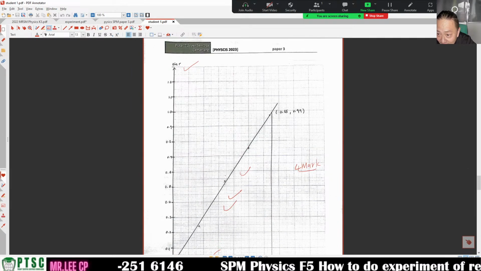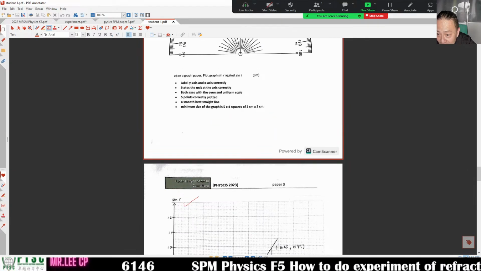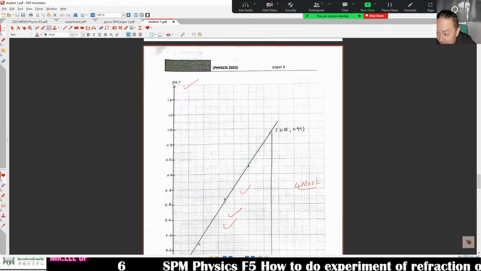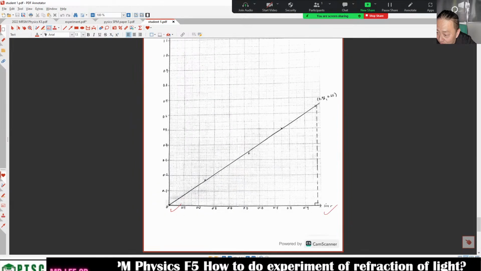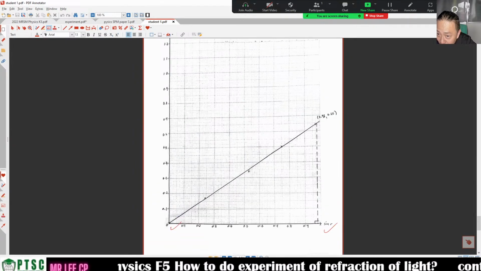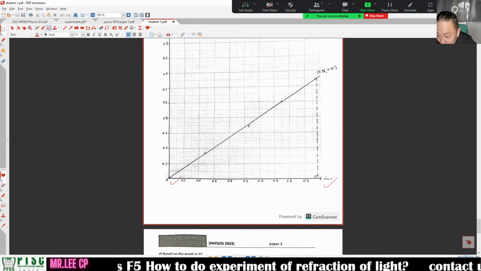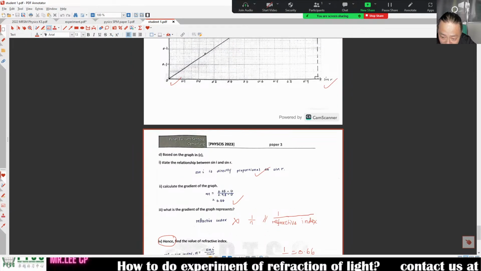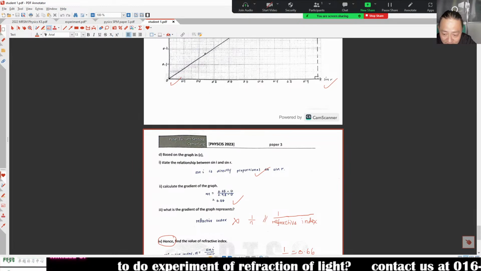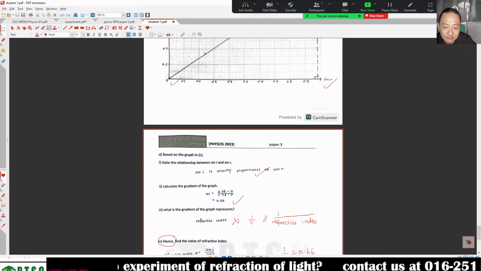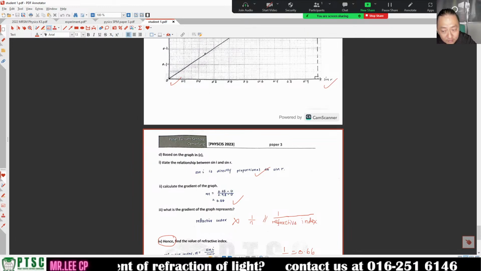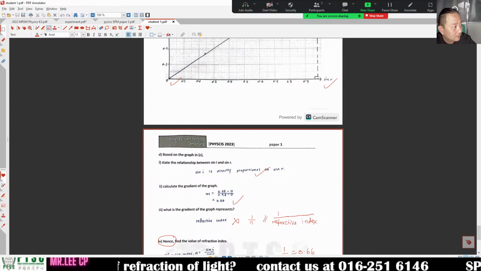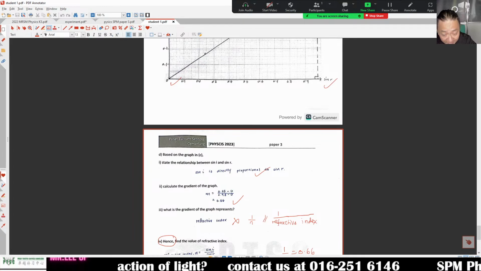This one is sine R versus sine I. You get this, right? And then you plot this one for me. It is sine I over sine R. What will you get? Your gradient is 0.67, 0.66, 0.67. What does the gradient of the graph represent? 1 over n. This is what I told you yesterday.